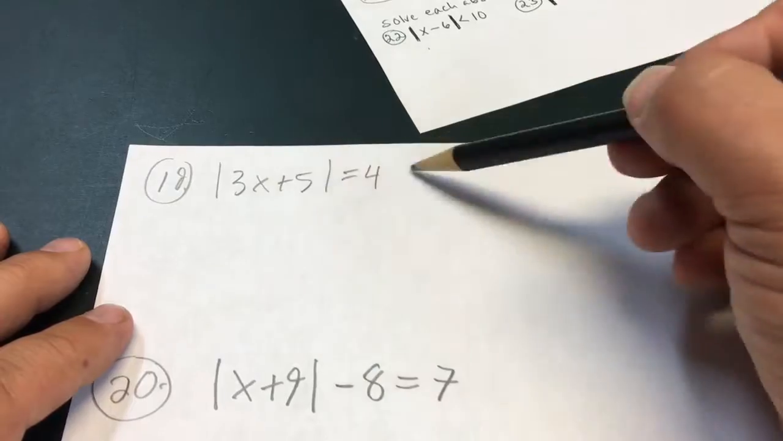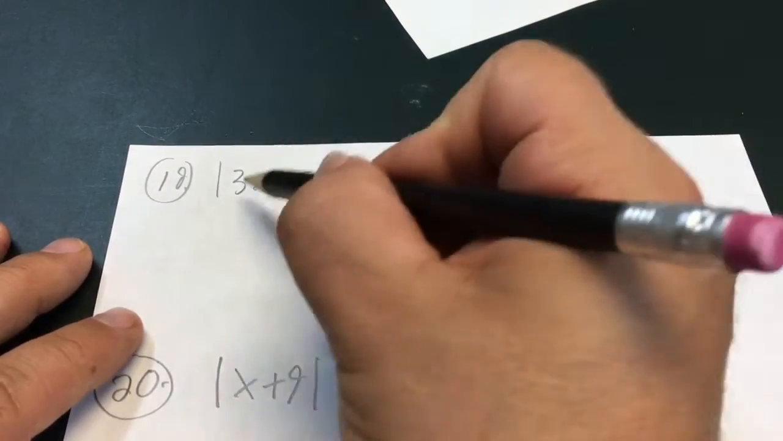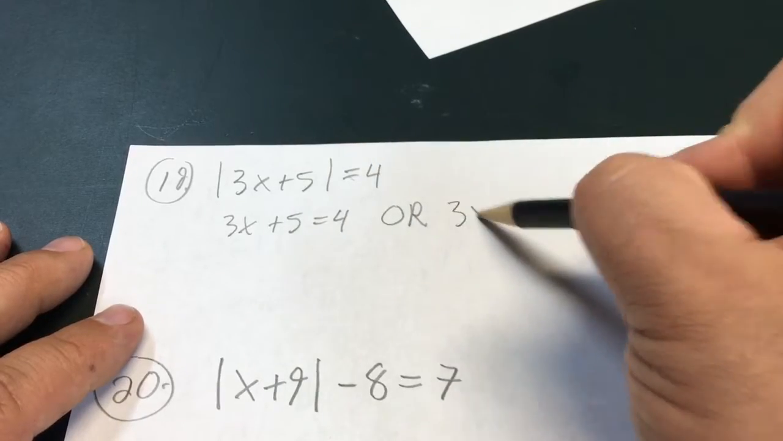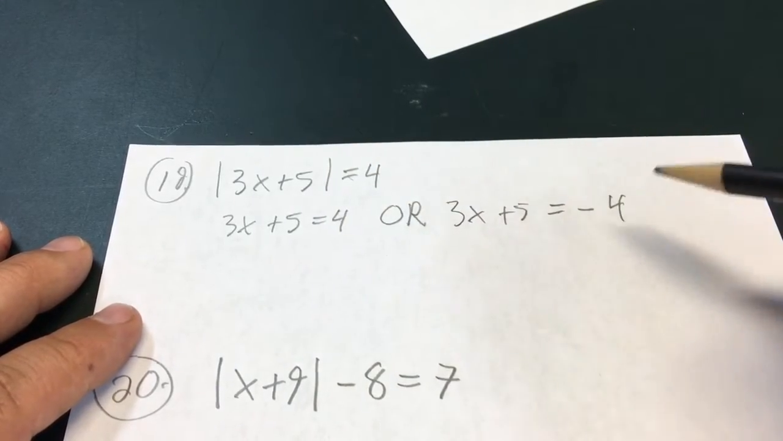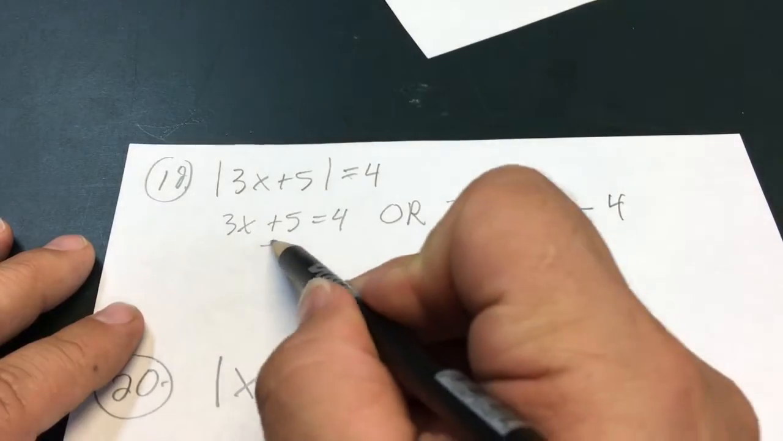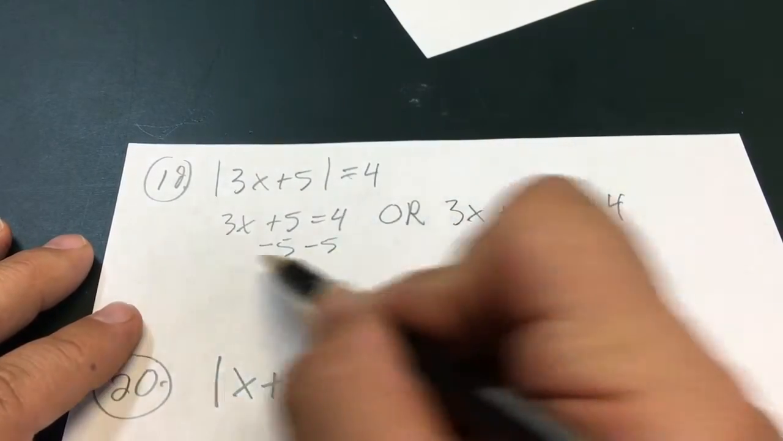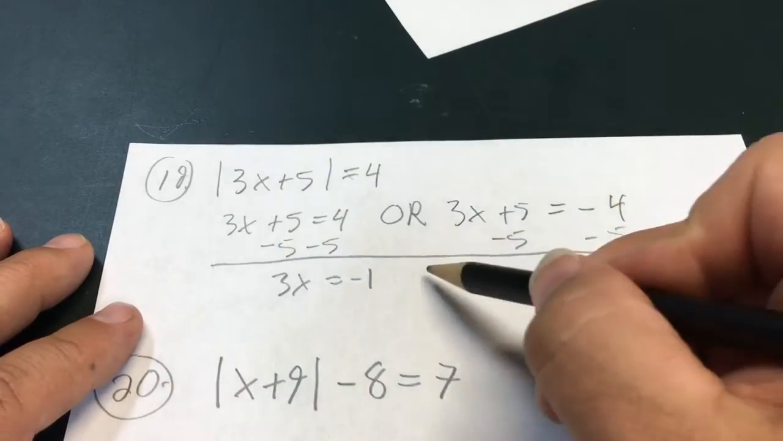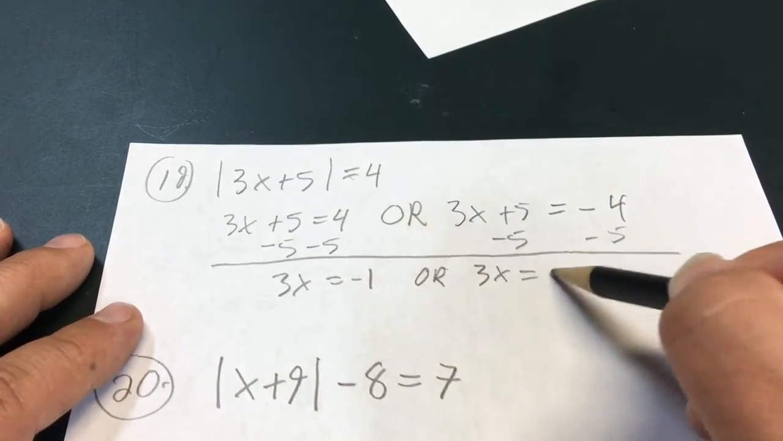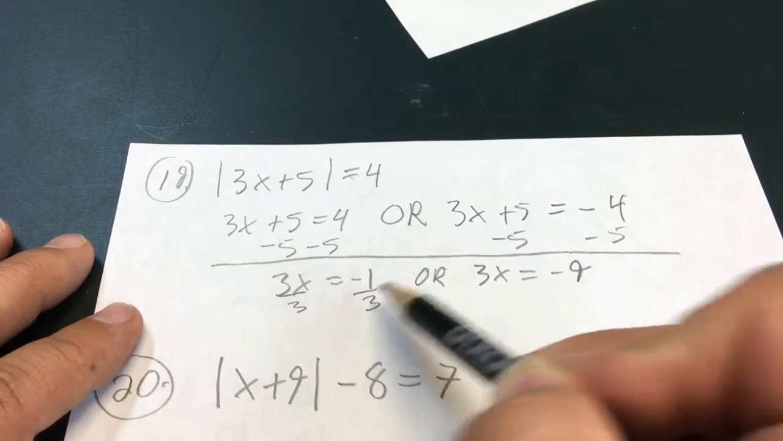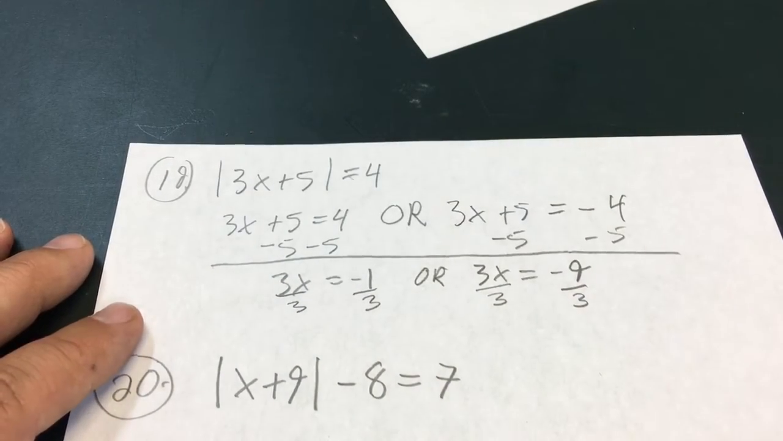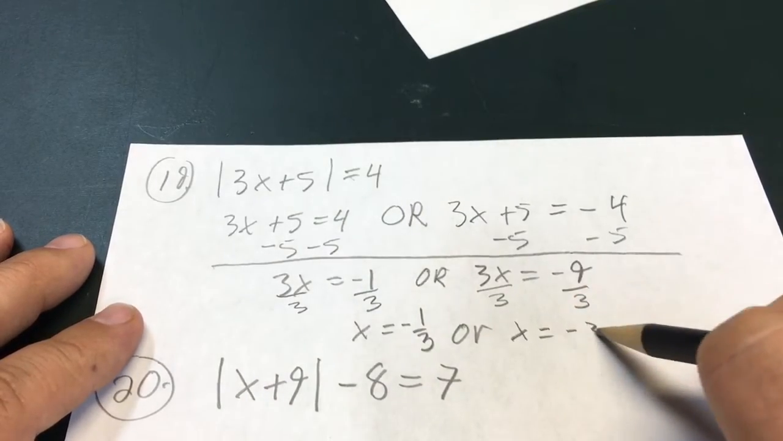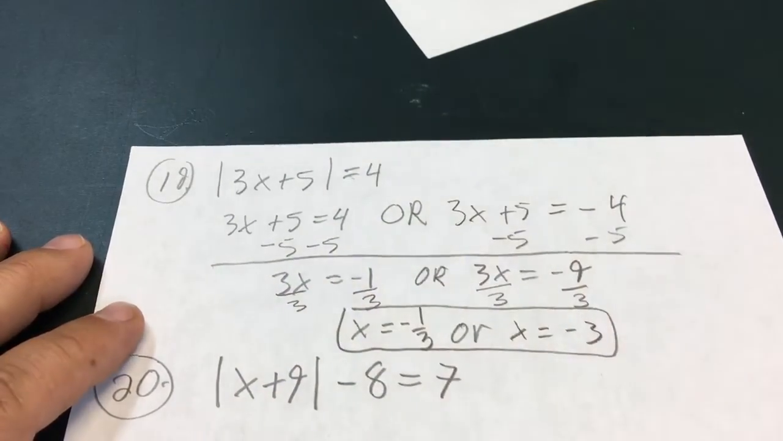Number 19 is an absolute value. This means it's going to generate 2 answers, or 2 equations. So I'm just going to copy down the 3x plus 5 equals 4. Then you want to put this word or if it's an equal sign. 3x plus 5 equals negative 4. Now I'm going to solve both equations. So I'm going to subtract 5 from both sides. Well, I might as well subtract 5 from both sides over here also, and get through it a little bit quicker. So it's going to give me 3x equals negative 1, or 3x equals negative 9. So we're going to divide both sides by 3. I might as well divide both sides over here by 3 as well. So this is going to give me x equals negative 1/3, or x equals negative 3. And those are my 2 possible answers.